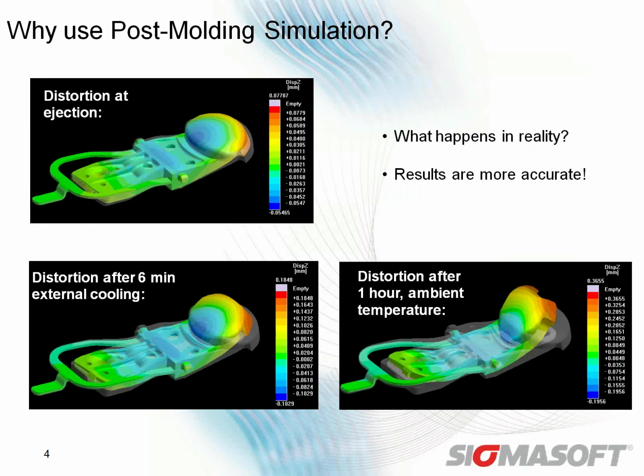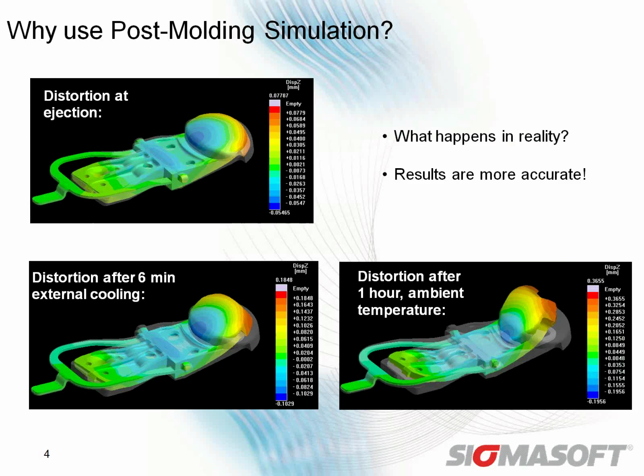So, of course, why use this? I think it's pretty simple: accuracy. We need to be more accurate. Here's just an example. If we look at distortion at ejection, and then after 6 minutes, and then after 1 hour when the part is completely cooled to ambient temperature, you see a pretty drastic difference here.